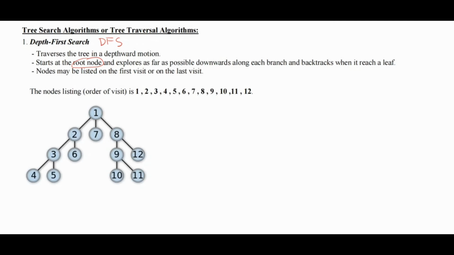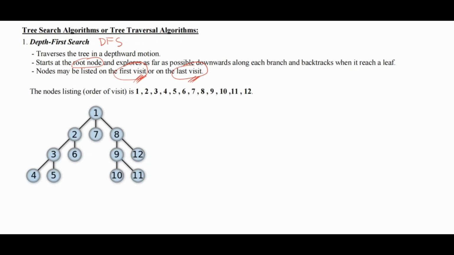Nodes may be listed on the first visit of that node or on the last visit of that node. So these are the two common ways of listing a node. You list it on your first visit of that node or you list it on your last visit of that node as you do the depth first search traversal algorithm.